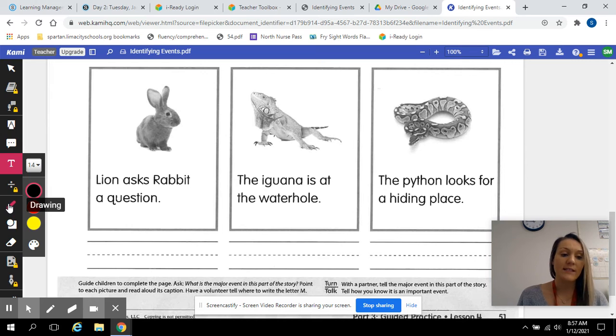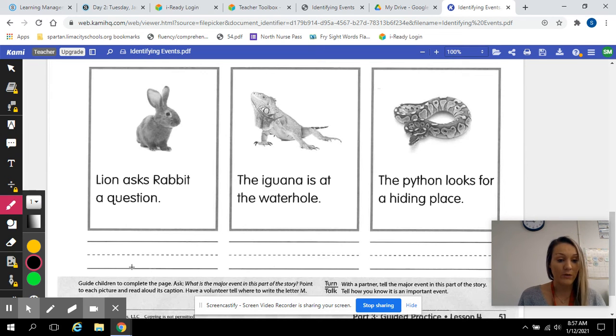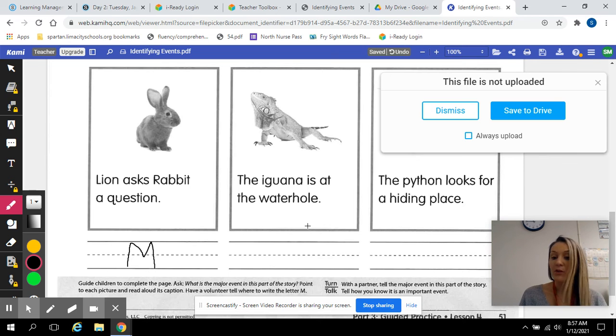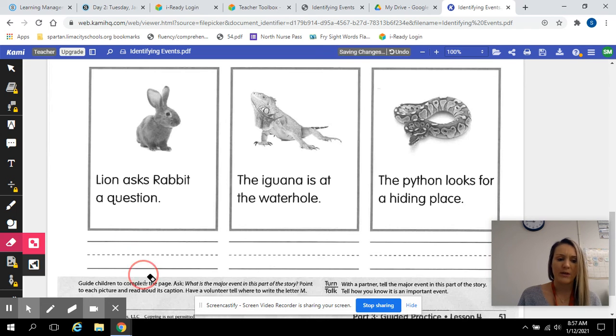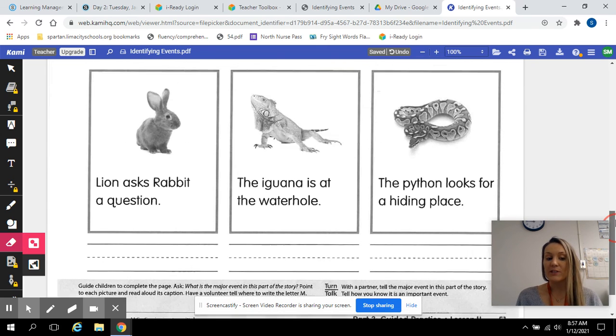So if you think it's lion asking rabbit a question, you're just going to write an M. Okay. If you think it's the iguana at the water hole, you'll do the same and you'll write an M for major event. Okay. Right now we're just identifying what is a major event in this story. How do we find it? We've got to ask ourselves those questions of what was happening in that part. Okay. So go ahead and write an M for major event.